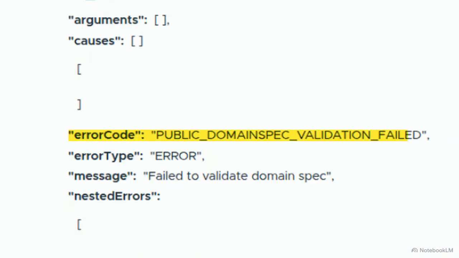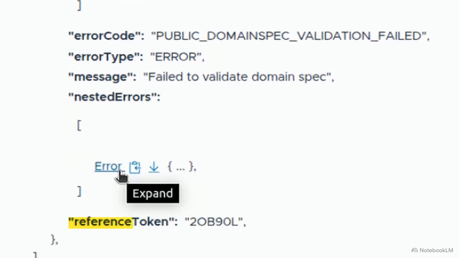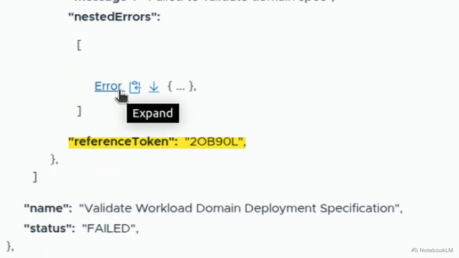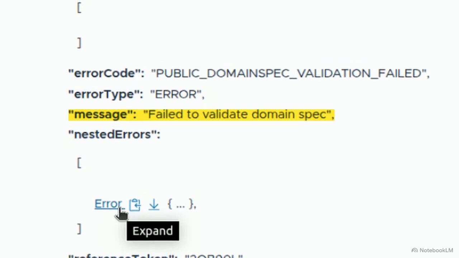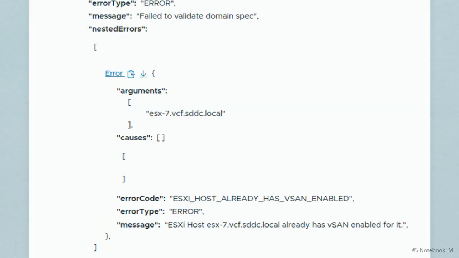Expanding that task reveals the primary error payload. We see the error code, public domain spec validation failed. The reference token here, 2OB90L, matches our UI perfectly, confirming we have the right event. But even here, the top-level message is still generic. The real root cause is buried deeper in the JSON. We need to look specifically at the nested errors array. By expanding the nested error block, the system finally reveals the truth. ESXi host already has vSAN enabled.